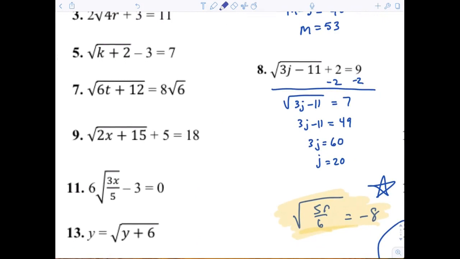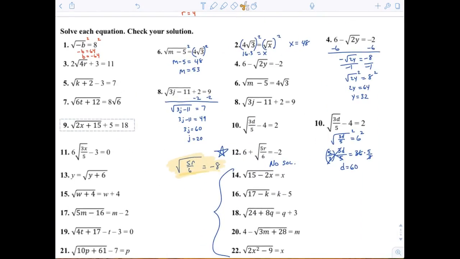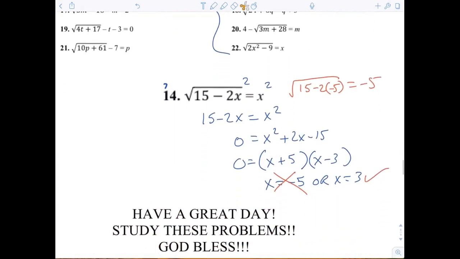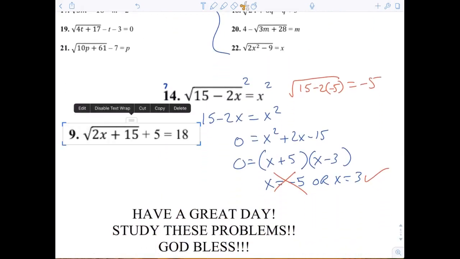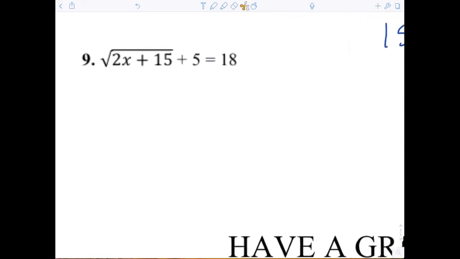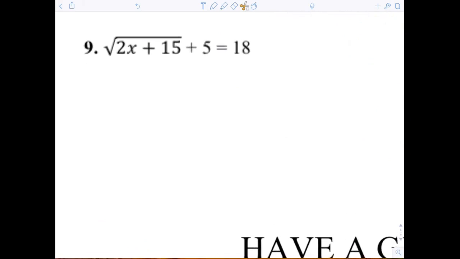Everybody take a look at number 9. All right, here we go for number 9. What do I have to do first? Minus 5. Subtract 5. Very good. Square root 2x plus 15 equals 13.